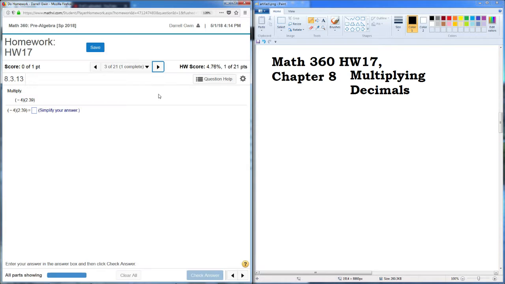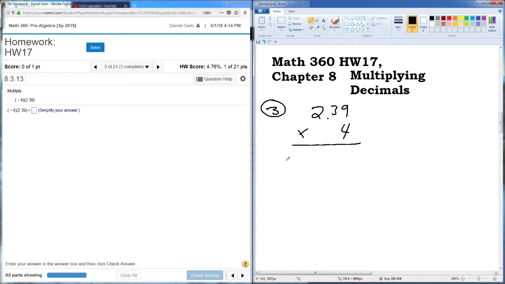Let's do number 3. Right away, number 3 is a negative times positive, so we know it's going to be negative. It is 2.39 times 4. I know the answer is negative. The reason why I wrote it this way is because when you're multiplying numbers, you treat these decimals like whole numbers, and you want to have the one with the most decimals on top. That way you don't have tons of lines on the bottom. And you'll notice this is a lot less work.